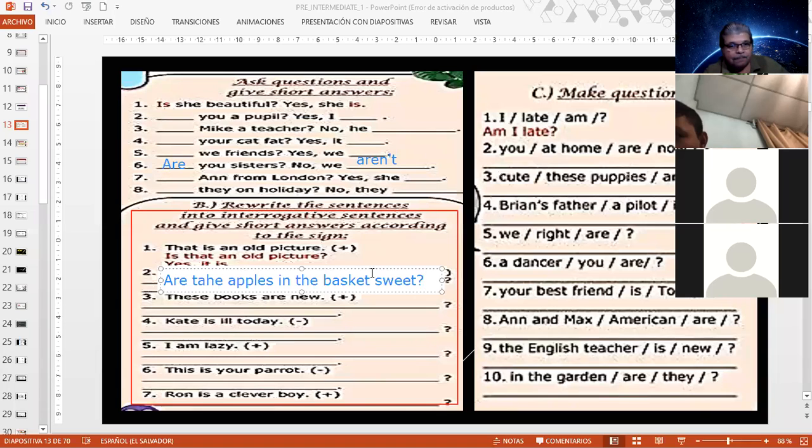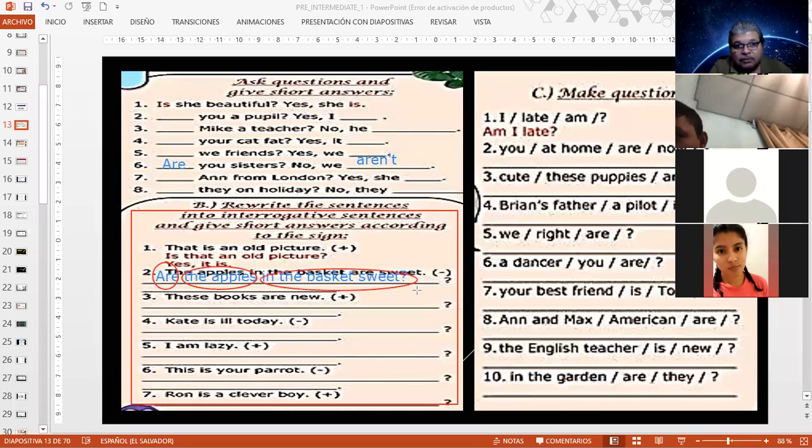Teacher, we have a question in the group. Is it correct to make the question, are sweet the apples in the basket? No, remember that the order is: first, be. Second, subject. The subject is the apples. And finally, the complement. Thanks, teacher. So, are the apples in the basket sweet?